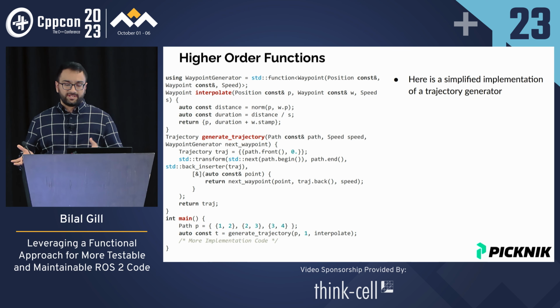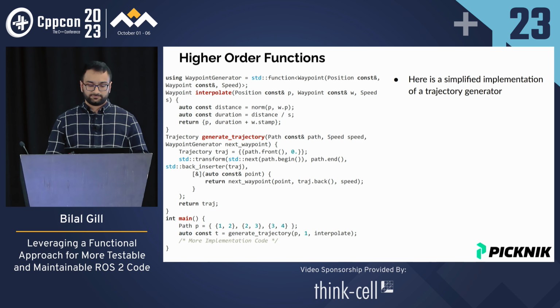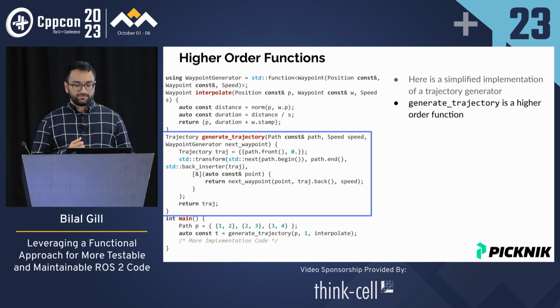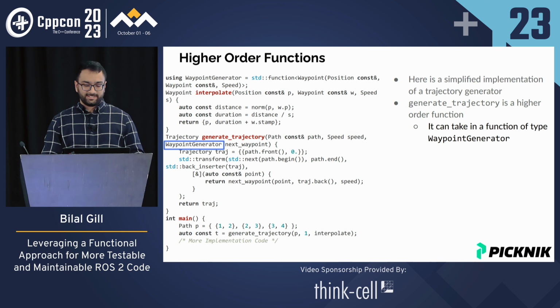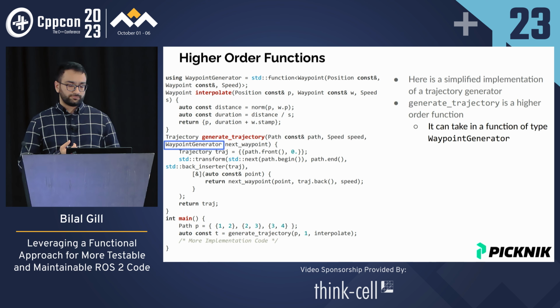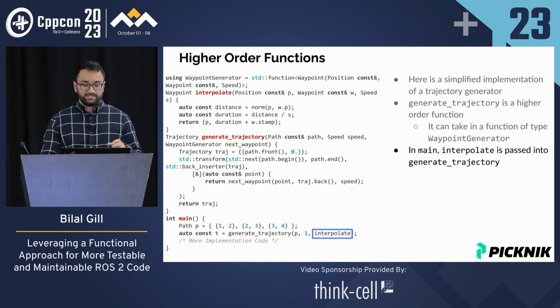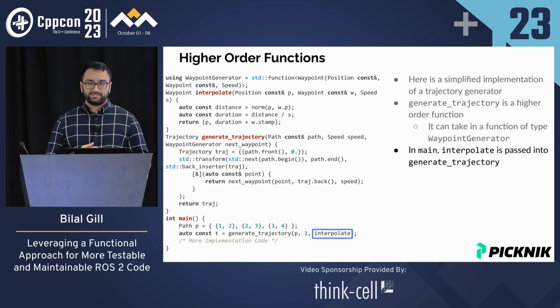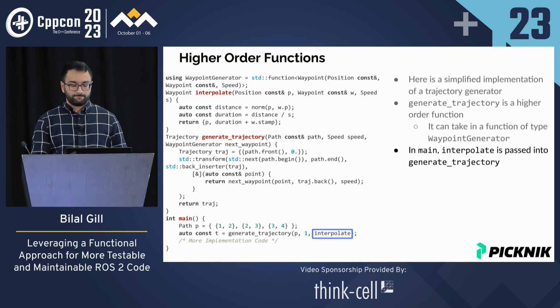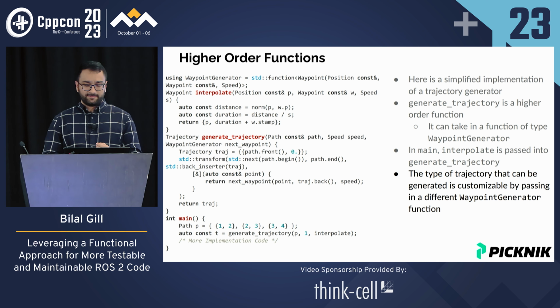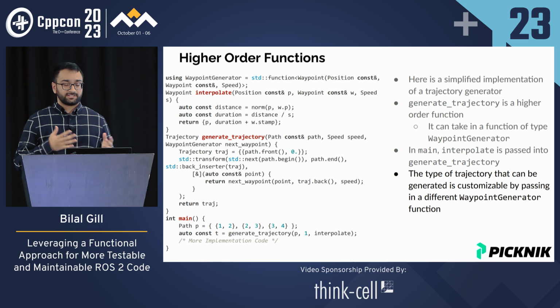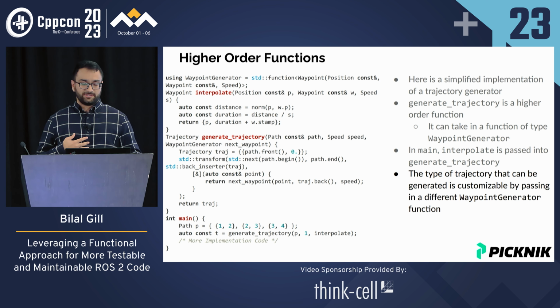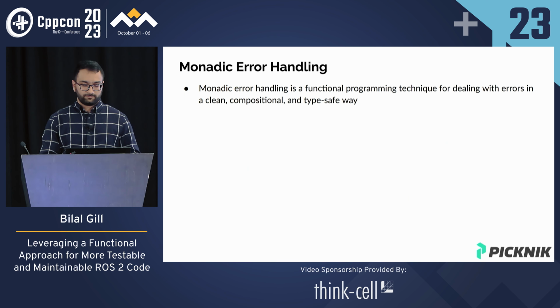So here's a simplified implementation of a trajectory generator. We can see that generate_trajectory is a higher order function. How, you ask? It's because it takes in a function of type waypoint generator. In main, interpolate is actually passed into the generate_trajectory function. And the type of trajectory that can be generated is customizable by passing in a different waypoint generator function, showing how flexible this generate_trajectory function actually is, right?